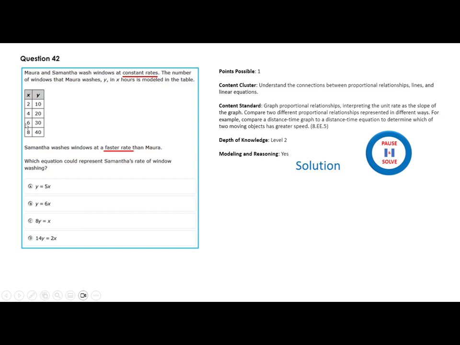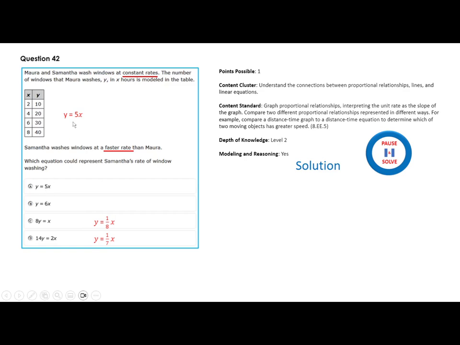So let's see what the rate is here for Maura. You can easily see that 2 times 5 is 10, 6 times 5, okay? 40 minus 30 is 10, 8 minus 6 is 2, 10 divided by 2 is 5, so that's the rate. So when you look at this here, this one I'm going to write in this way, and this one I'm going to write in this way.